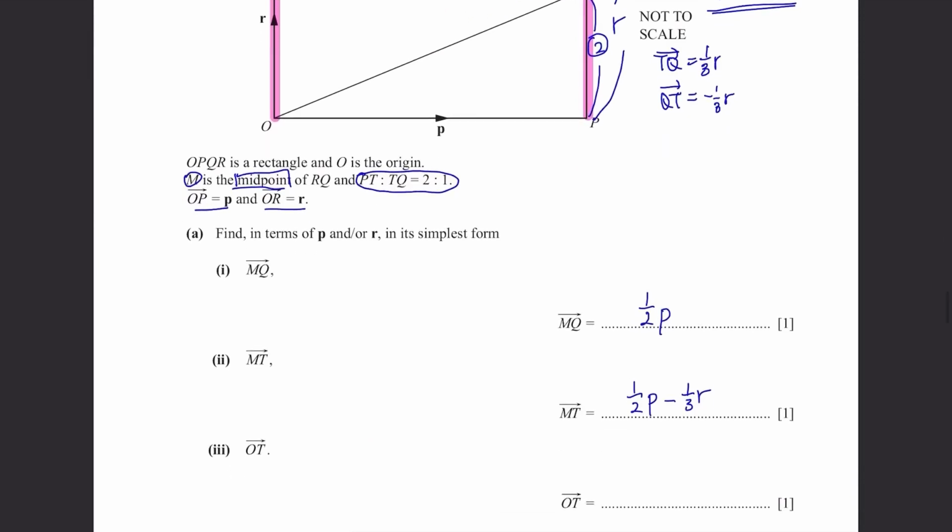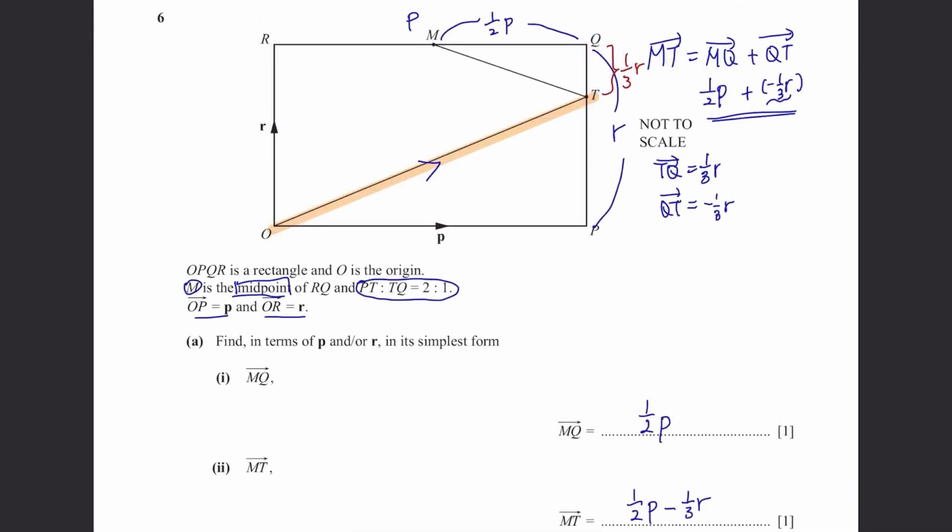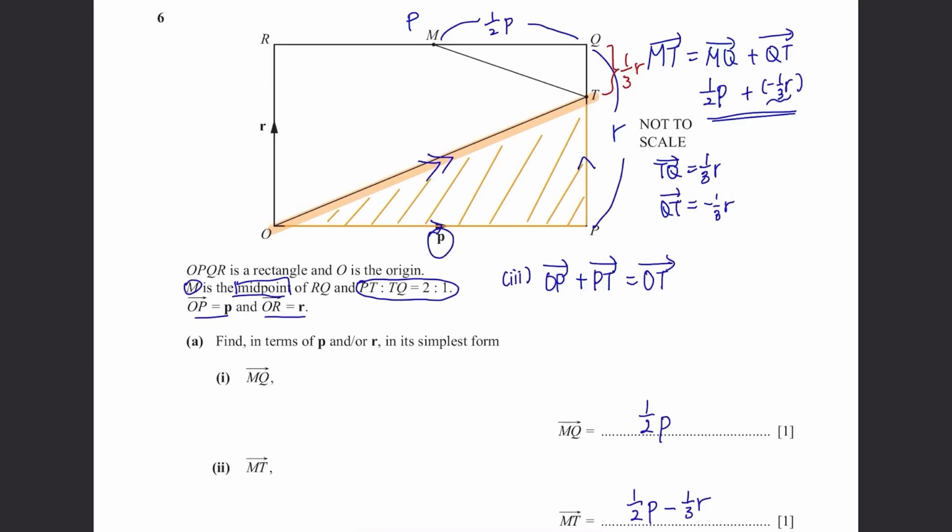OT vector. It's this line and it also seems to be in the middle of nowhere. Again, use a nearby triangle, maybe this one this time. If you add OP with PT, you'll be able to get OT. OP is given here, so just find PT.